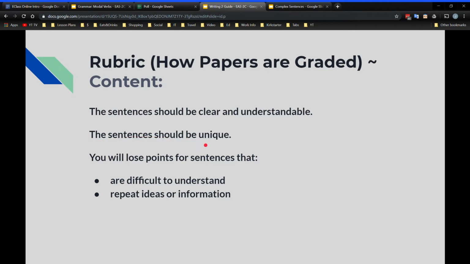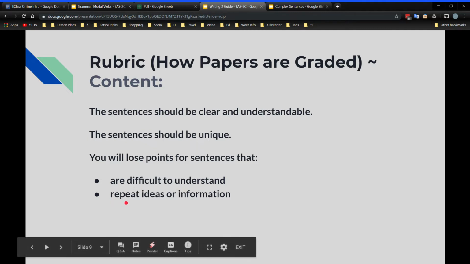So that means that I don't want you to copy your independent and dependent clauses between sentences, but also I don't want you copying from other students or from the internet. So I will be checking to see if you copied your sentences from the internet. So just to be clear, you will lose points if your sentences are too difficult to understand, and if your sentences aren't unique enough, so like maybe you repeat ideas or reuse information too much, then you would lose points for that.